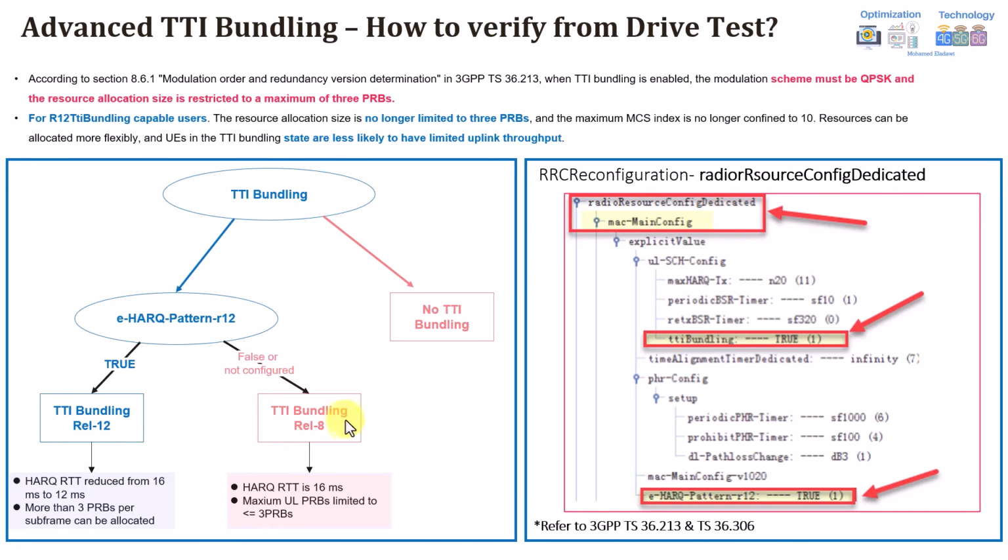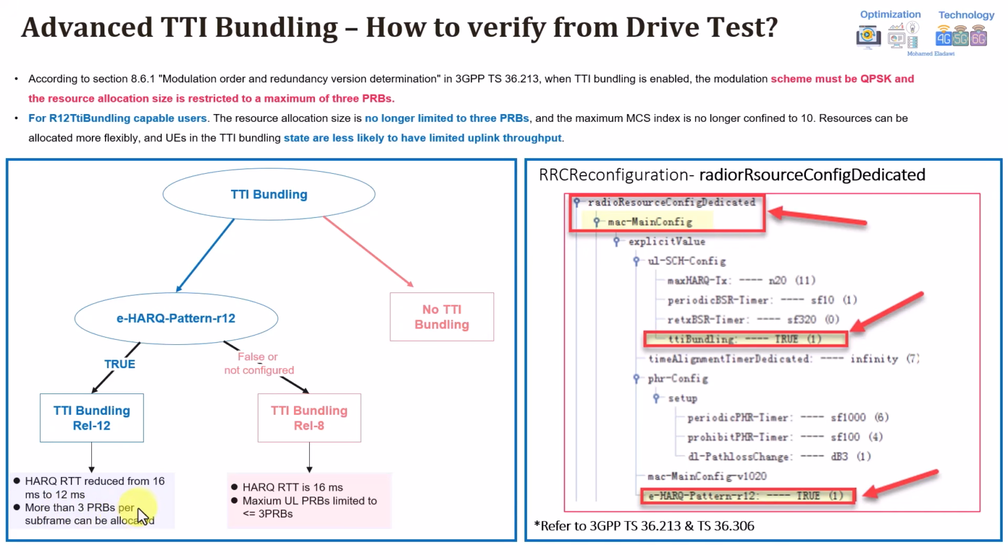So those particular users, even if the feature is not being enabled, will have a limitation in the uplink and a kind of latency increase. So this is kind of the drawback. But in case the capability is supported and this parameter is enabled, you need to check with your vendor, maybe they have a different perspective, but this is just from 3GPP. If it's enabled, this means the bundling Release 12 is being supported, so the HARQ RTT will reduce from 16 to 12 milliseconds, and now you can get even more than 3 resource blocks for the uplink allocation.